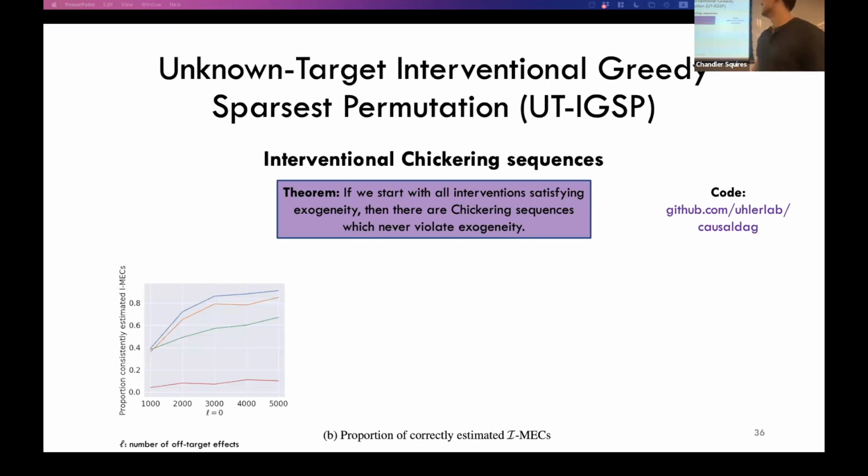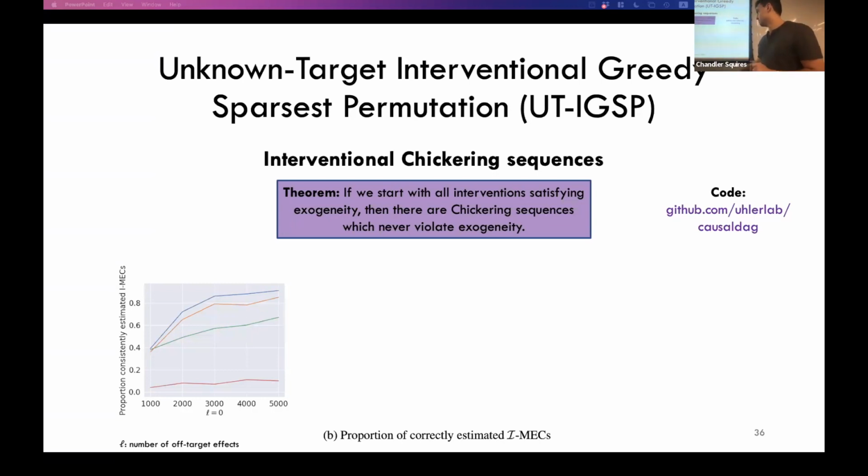And this method is implemented in this library that I was better about working on a few years ago and have so far not been as good about working on, but it has some nice stuff in there. So Causal DAG, if you're interested in at least some starter code for generating graph data and running these methods, can be a useful package.